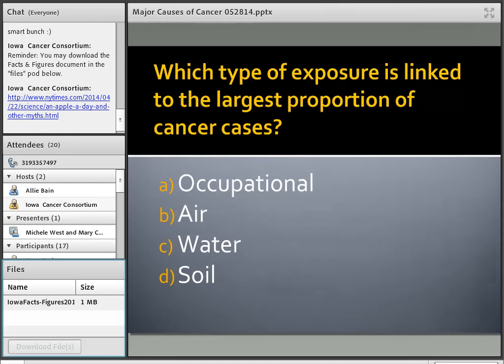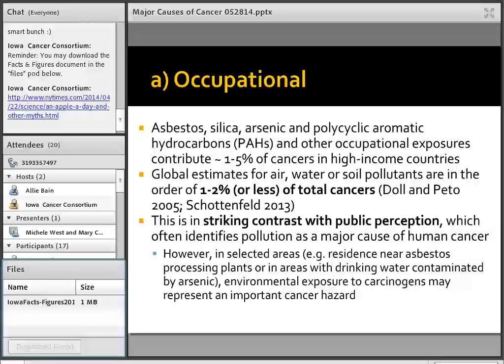And I can show, aha, I stumped a few of you, that it's actually occupational, which is on the magnitude of somewhere between 1% to 5% of all cancers in high-income countries. And this is mainly due to asbestos, and then also silica, arsenic, polycyclic aromatic hydrocarbons, and some other environmental exposures. Global estimates for air, water, or soil pollutants are in the order of 1% to 2% or less of total cancers, which is in striking contrast with public perception, which often identifies pollution as a major cause of human cancer.